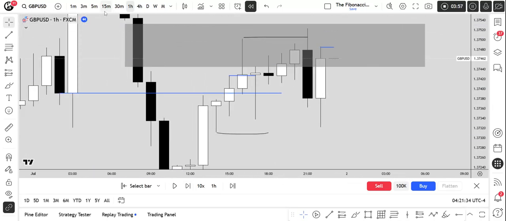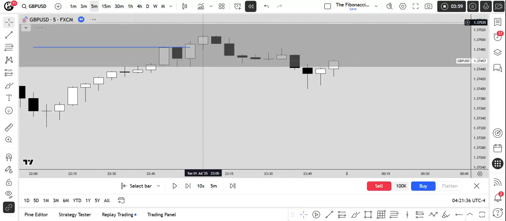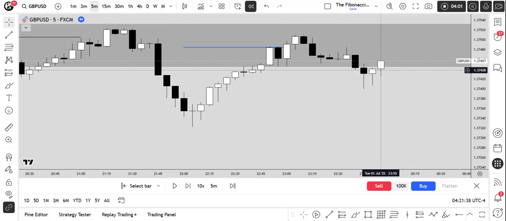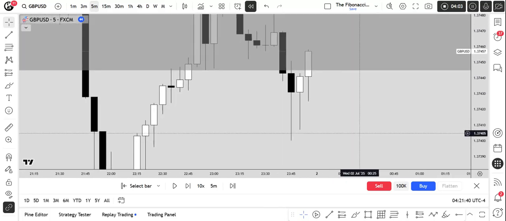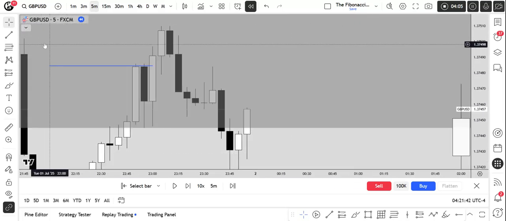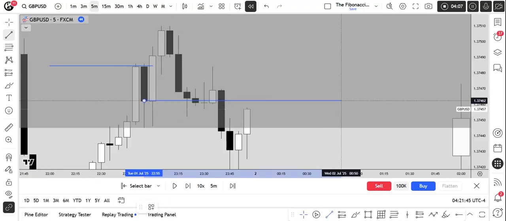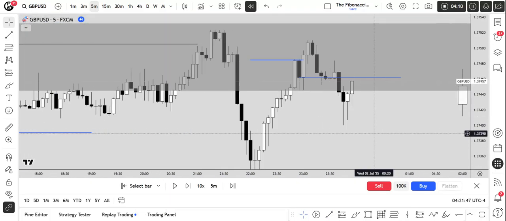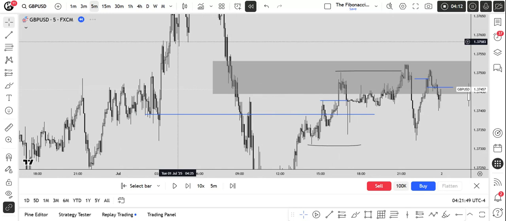I will wait for the next candle. Go to the 5 minute time frame. This is the 5 minute time frame right over here. Did we get any CSID? Yes, we got a CSID right over here. Can I trust this CSID? Yes, I can trust it, because we are already bearish.